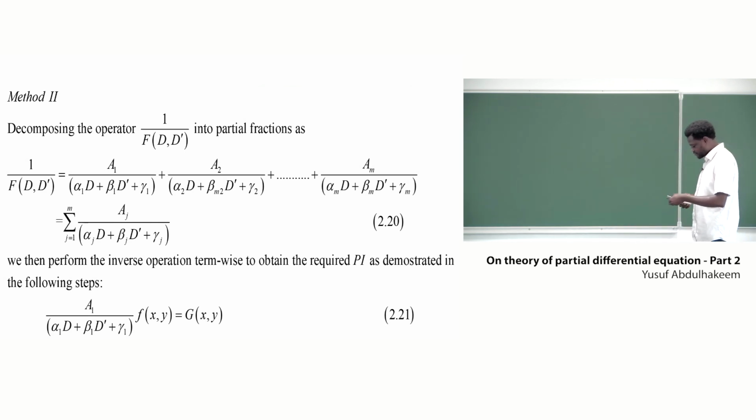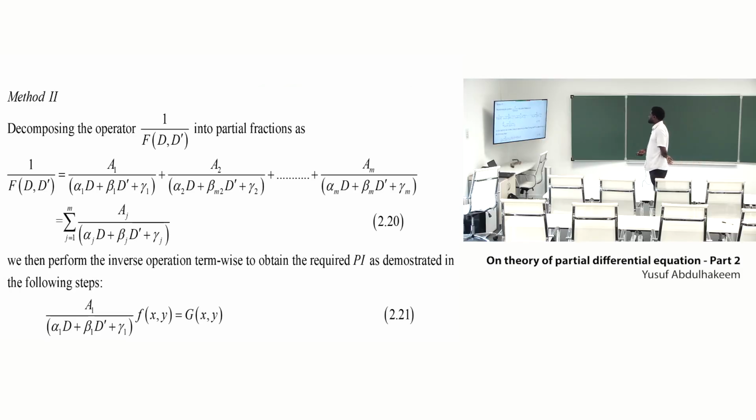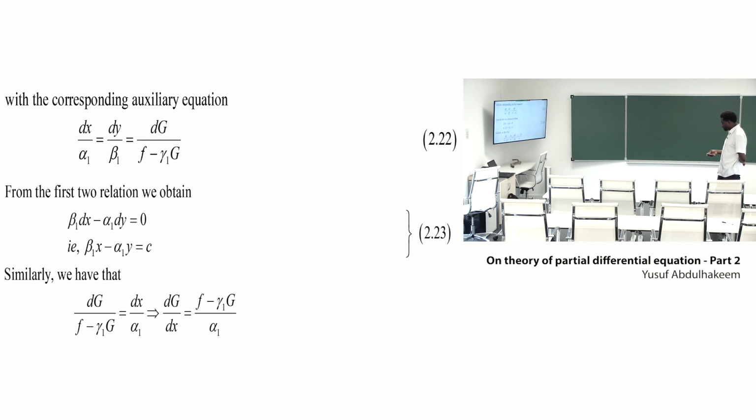So now we perform the inverse operation time-wise to obtain the required particular integral as demonstrated in the following step. Here for the first one, we have this, just as we handle the other one. By the time we do that, we are going to obtain these auxiliary equations, and then we take them pair by pair.